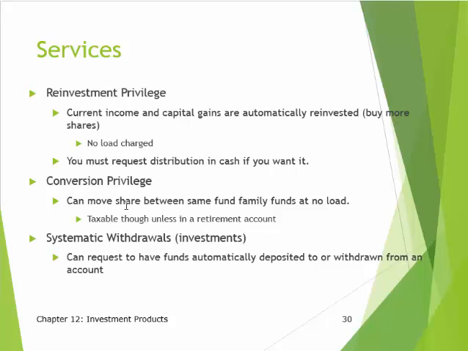Conversion privilege says that you can move shares between the same fund family at no load. So let's say as you get a little bit older, you say, I really need to move some of my money from these stock funds. I want to move some to a bond fund. As long as it's within the same fund family, you can do that at no load. Now the IRS says, wait a minute, you are essentially redeeming shares and buying more. So there is a tax that you'll pay on that, unless it's in a retirement account, but there's no load that you'll pay. An additional service is something called systematic withdrawals.